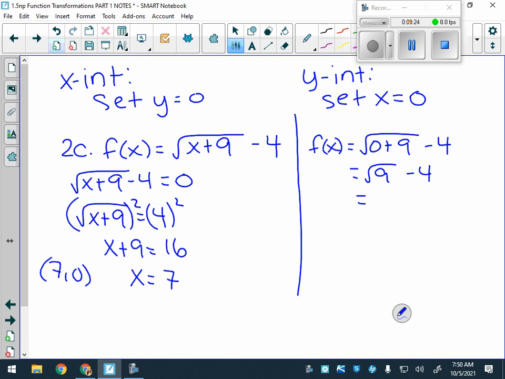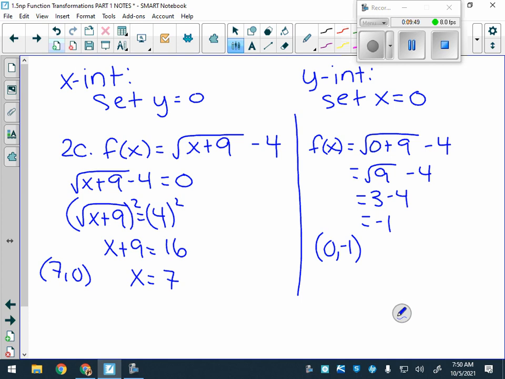What is the square root of 9? Yep, 3. And 3 minus 4 gives you negative 1. So the y-intercept was (0, negative 1). Okay, so this is how you would find your x and y intercepts. Doesn't matter what equation it is. The only one that changes is if we have absolute value.